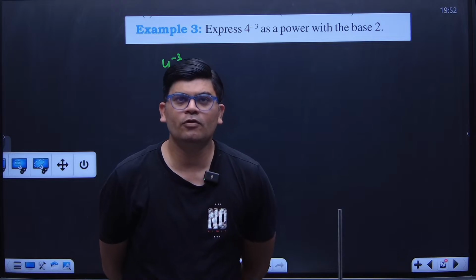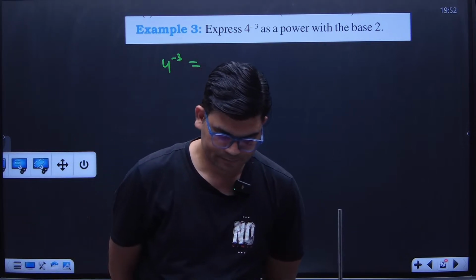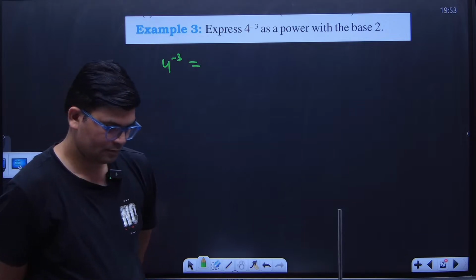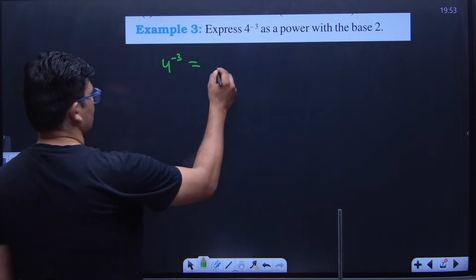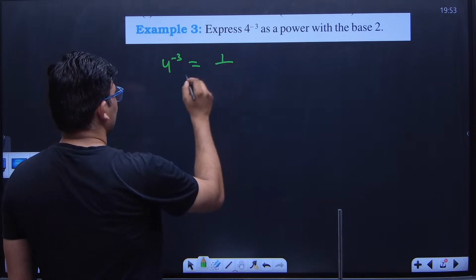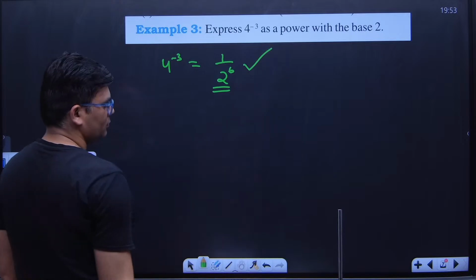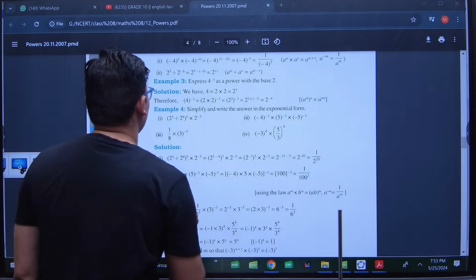How will you write 4 as a power of 2? 2 raised to the power what will you write? 2 raised to the power 6. So 1 by 2 raised to the power 6. Wonderful. That is 2 raised to the power minus 6. Very good. Wonderful. No question asked if you are doing it so well.